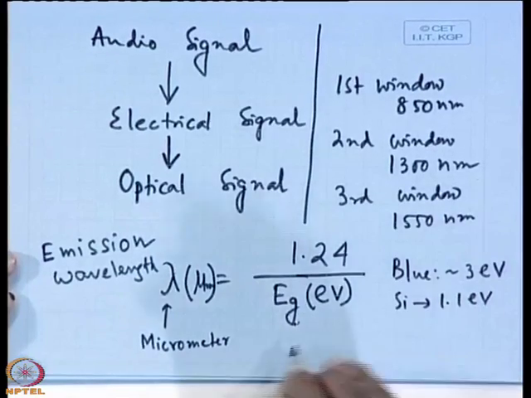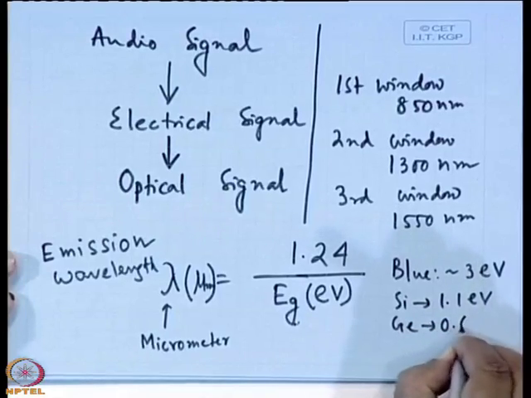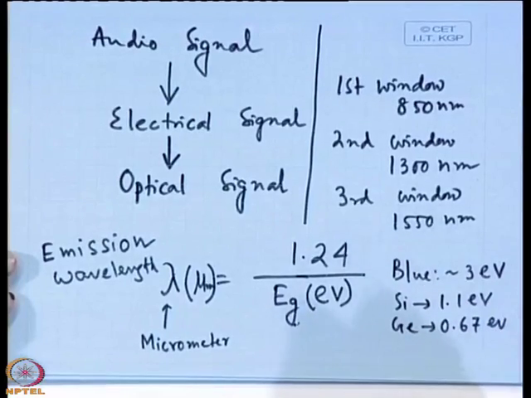1.1 electron volt. What is the band gap of germanium? 0.67 electron volt. Band gap is very precious, its value is very precise.